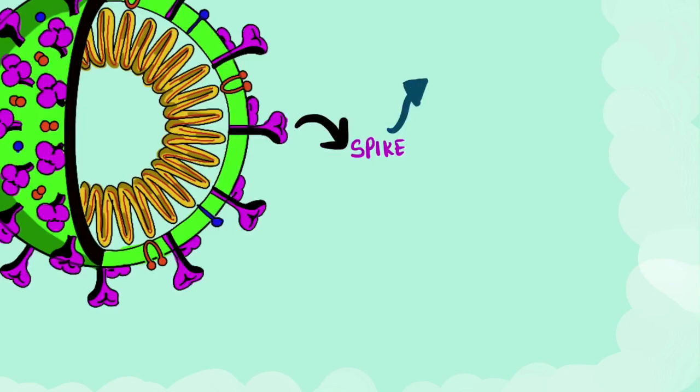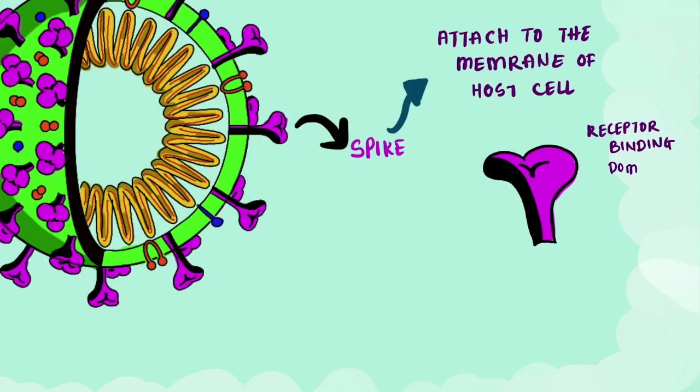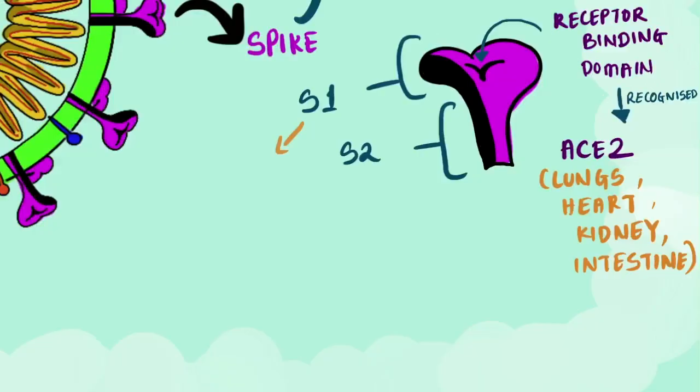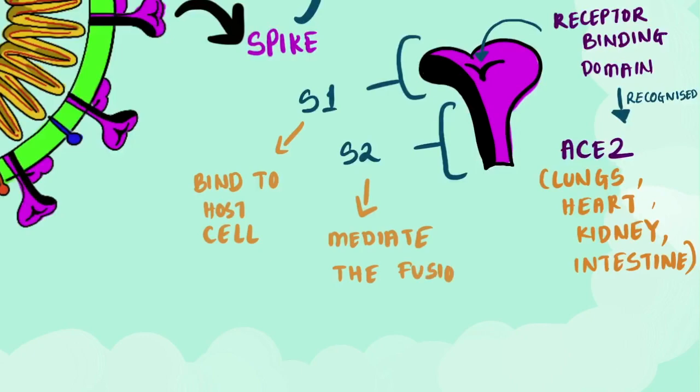So this S protein has main function of attaching itself to the membrane of host cell through the receptor binding domain. This receptor binding domain recognizes and binds to angiotensin converting enzyme receptor 2, ACE2, which is present in the lung, heart, kidney and intestine. The upper part of this receptor binding domain is known as S1 and the lower part is S2. And we can see the receptor binding domain is located in S1 and therefore S1 is responsible for viral binding to the host cell. S2 on the other hand mediates the fusion of the virus and the host cell.